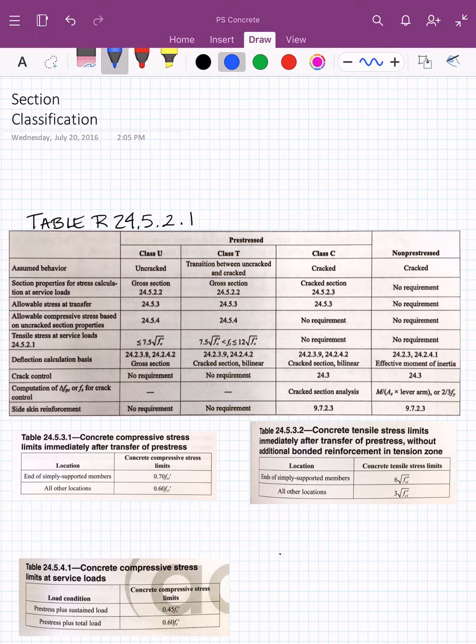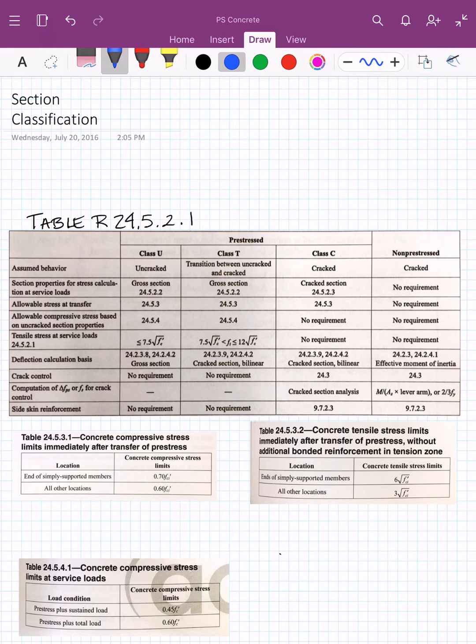All right, we're going to talk about section classification, and I've pulled a couple tables here directly out of the ACI code so that I can annotate those as we go. The main one here is table R24.5.2.1, and this describes how we know which pieces of the code govern what section we're doing.